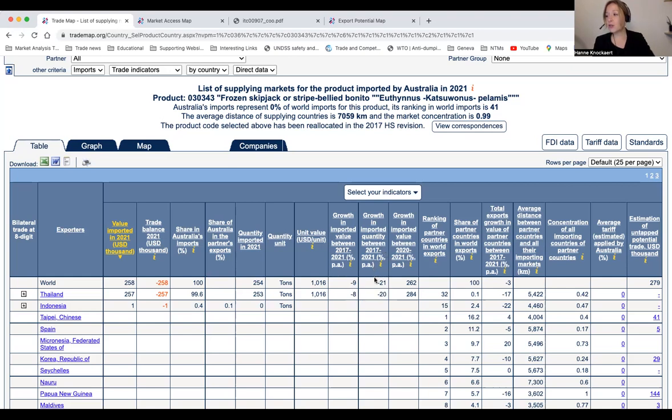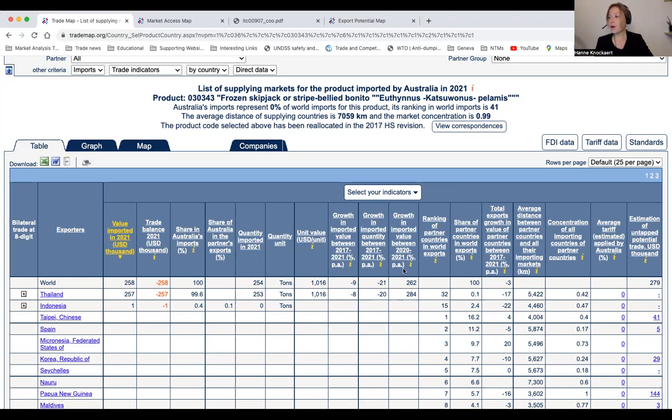The next column shows you the growth in imported quantity between 2017 and 2021. So this is the quantity, and the imported quantity is even declining faster. So if the quantity is going down even more than the value, it means that each fish that is coming into this market is becoming more expensive. If the value number is higher than the quantity growth, it means that this fish is becoming very expensive on the market of Australia.